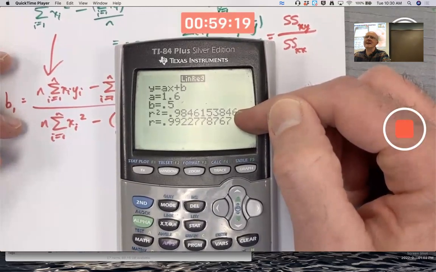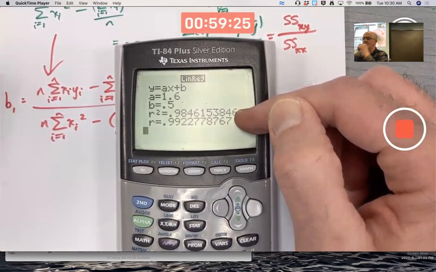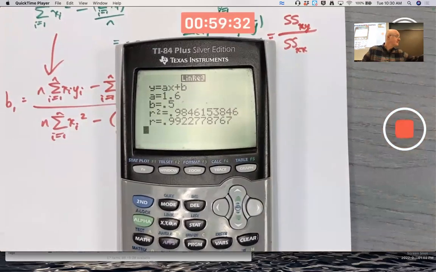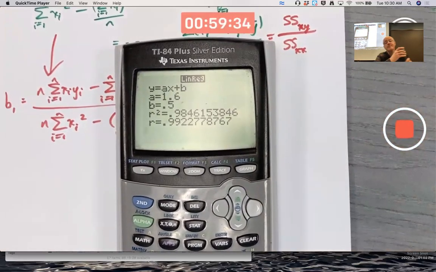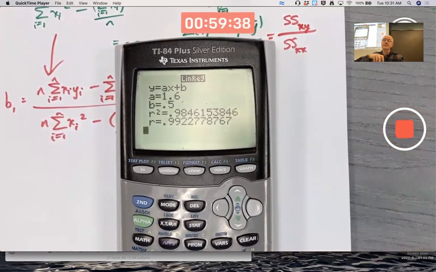Does that have a name? It actually does. It's called the coefficient of determination. We'll see that R squared, in a sense, is a better measure of the strength of a linear relationship. And that's why it's shown.